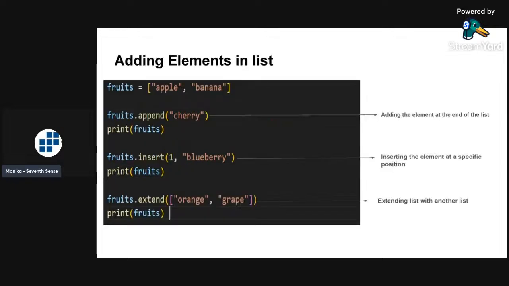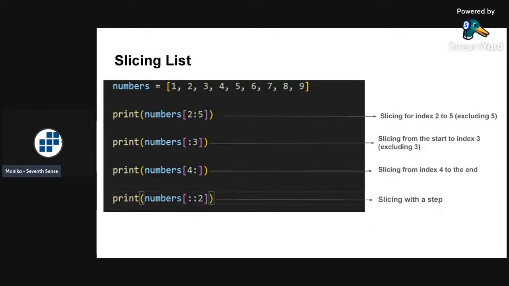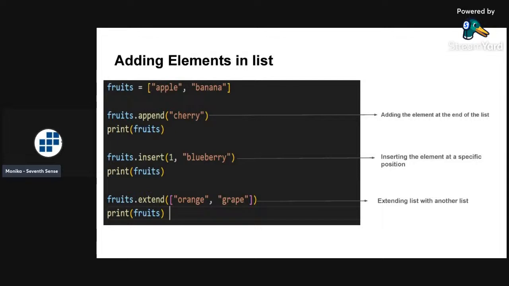Okay. Next, adding elements in the list. We can add an element, and we can remove an element. First let's see how to add an element. We can add the element at the end of the list, we can insert the element at a specific position, and we can extend a list with another list. So here we have fruit equals apple, banana. This is my fruit list. What I'm doing here is appending. What is append here?